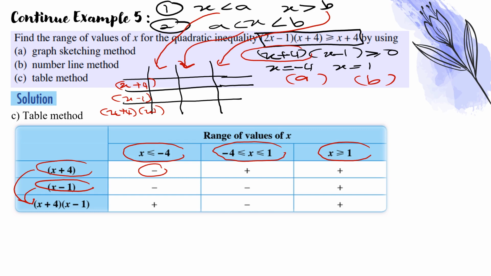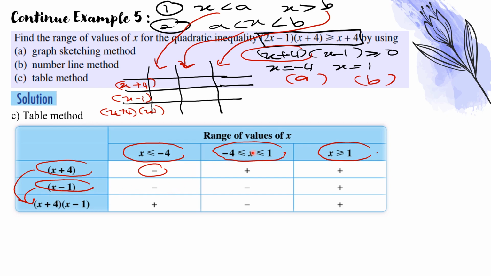Okay, this one, x more than 1. Let's say I choose 2. Okay, 2, you substitute into here. 2 plus 4 is positive. Okay, here positive value. And then for x minus 1, let's say I choose any number less than -4, which is x is -5. -5 minus 1, you will get negative.